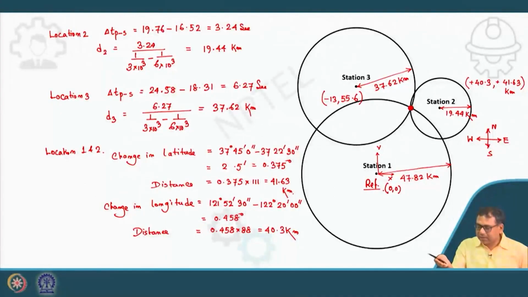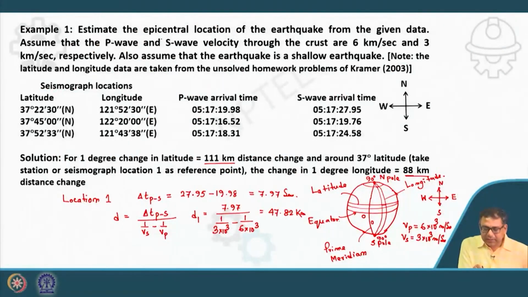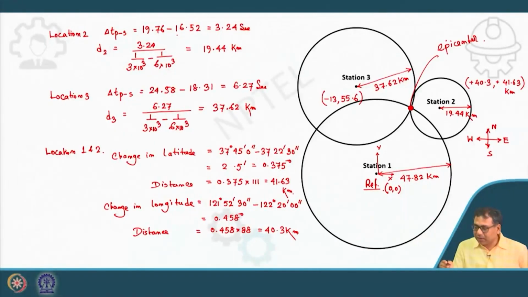I know the distance from station 1 to the epicenter, that is the diameter, D1, D2, D3, I know. So I will draw these 3 curves, with each station position as center and that diameter. I will draw this circle, and 3 circles, and the intersection point will give me the epicenter. Okay, so that is how to estimate the epicenter location. Now I have located the epicenter.